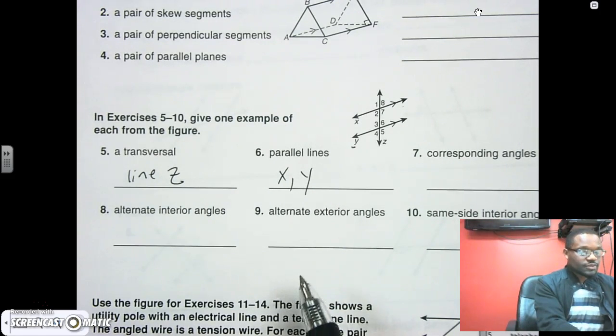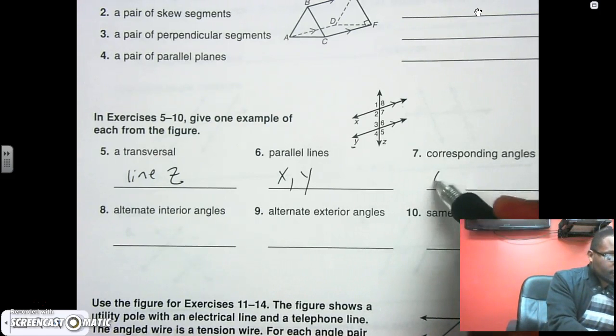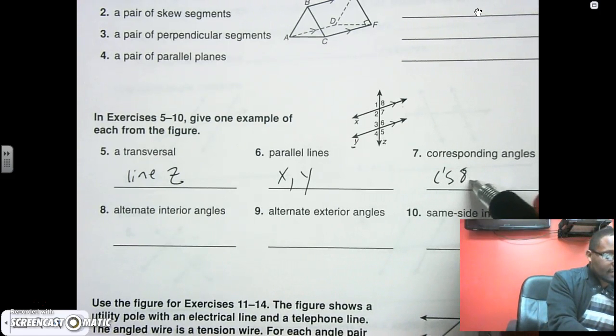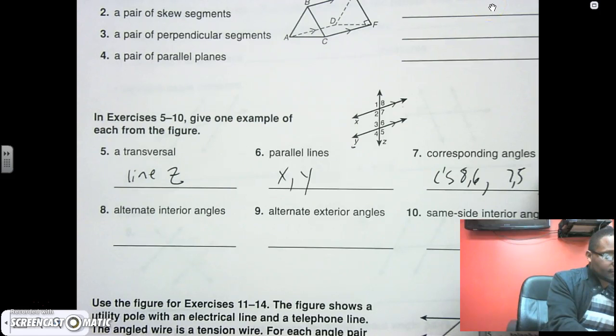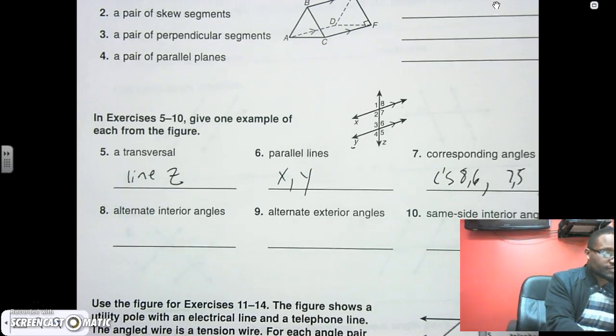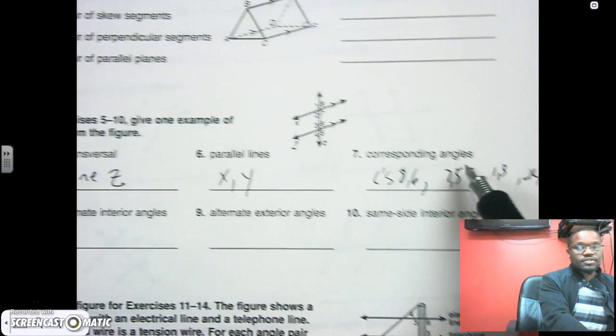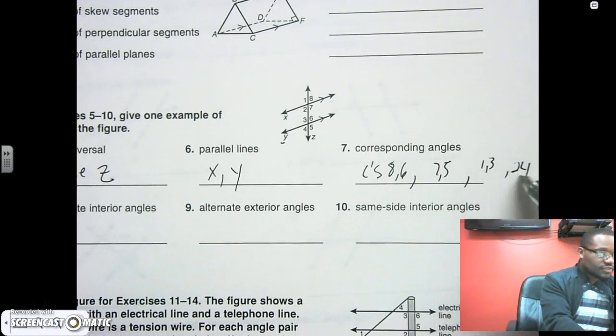Corresponding angles would be angles 8 and 6, and 7 and 5, and 1 and 3, and 2 and 4. Oops, couldn't see that, could you? 2 and 4.